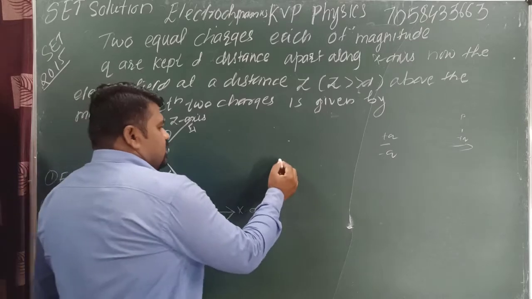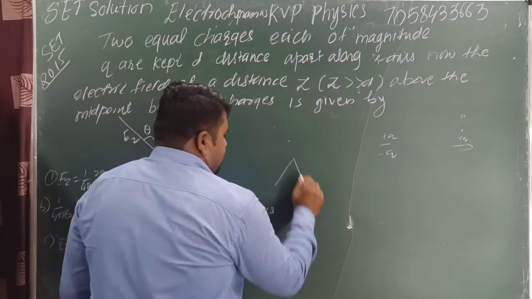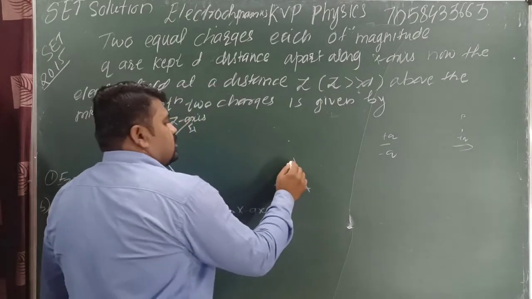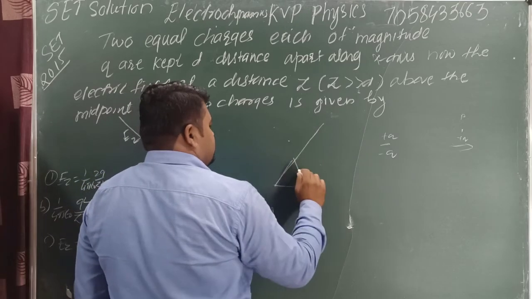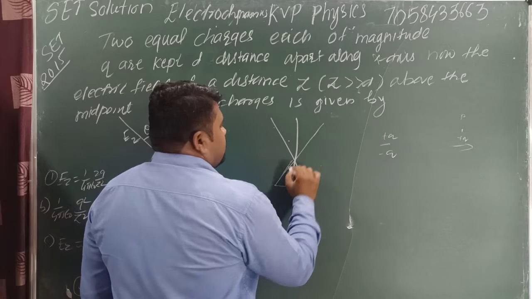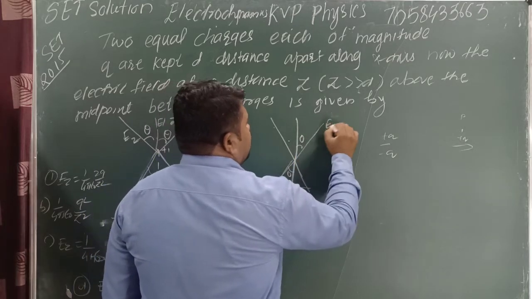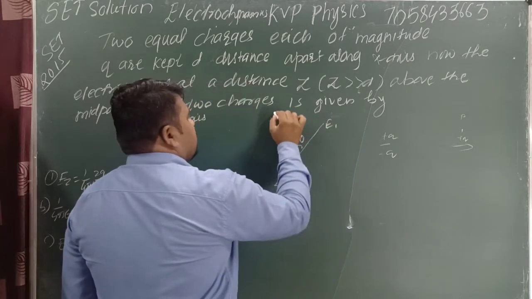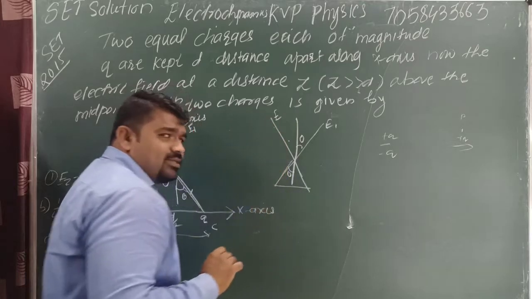Now, this one is a resolution. Now, see here, just focus here. This electric field is going in this direction, and this electric field is going in this direction. This is equal to theta, then this also theta. This one is E1 bar, this is E2, or we consider E. Why can we consider E?